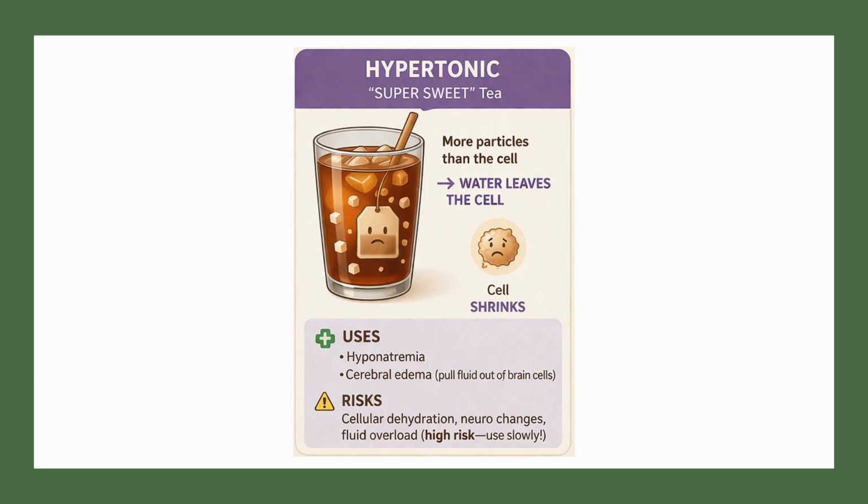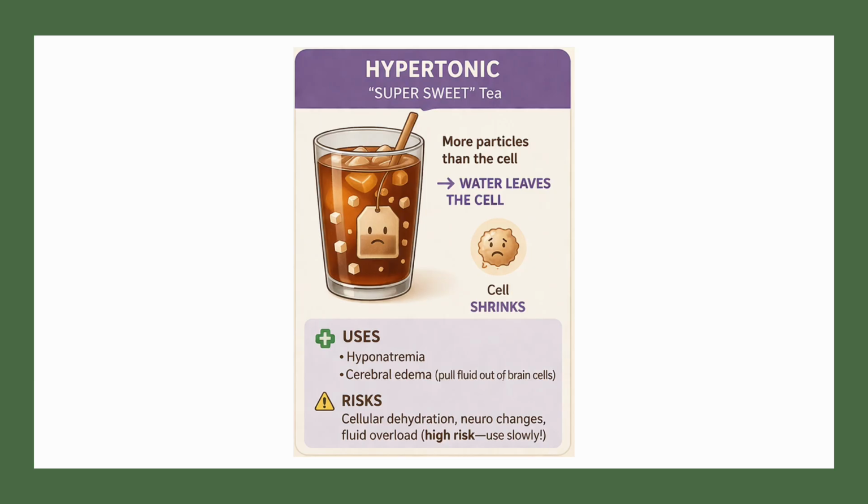We might also use hypertonic solutions for patients that have cerebral edema. This is going to be swelling of the cells around the brain. Now, hypertonic solutions will be given specifically to pull fluid out of those cells because the patient's cells are already huge. They're super swollen. And what the hypertonic solution is going to do is pull water out of those cells and try to get them back to normal.